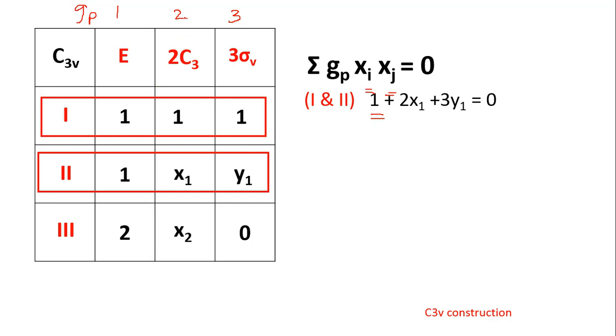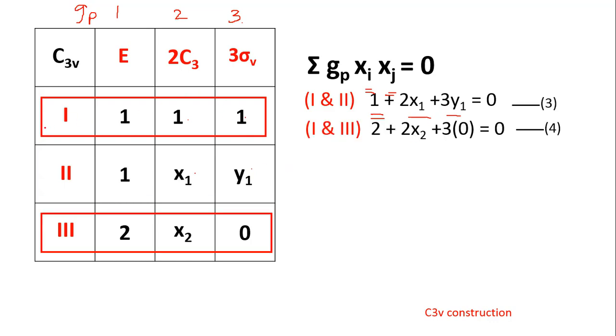Then for the C3 class, 2 into 1 into x1, 2x1. As for the sigma v class, gp is 3. 3 into 1 into y1, 3y1. Next we take these two irreducible representations, 1 and 3.